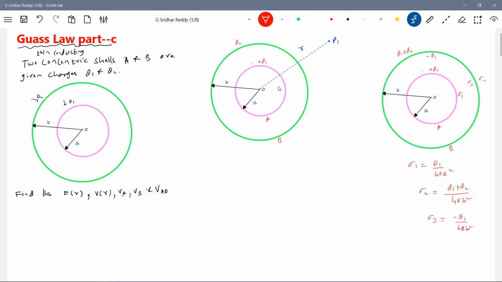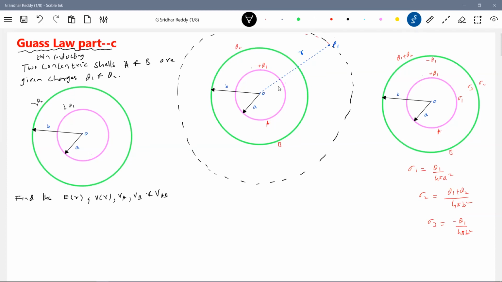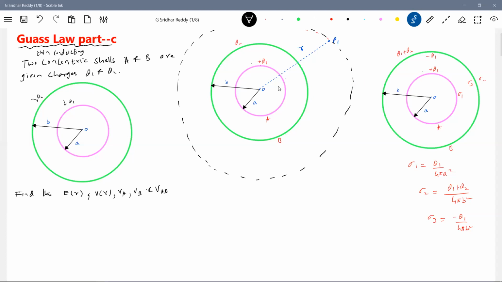Let me draw the Gaussian surface. This is a Gaussian surface. And look at that, these are symmetric charges. The charge is distributed symmetrically. Then the whole charge plus Q1 on shell A will appear at the center. Even this also appears at the center. Plus Q1, minus Q1, Q1 plus Q2. How much is the net charge at the center? It will be Q1 plus Q2.